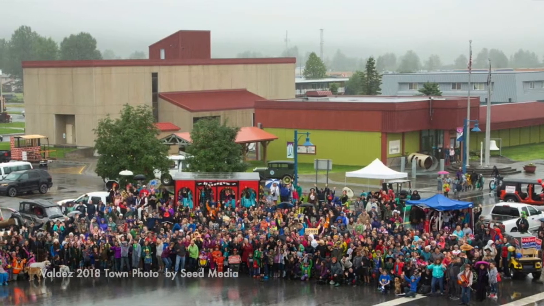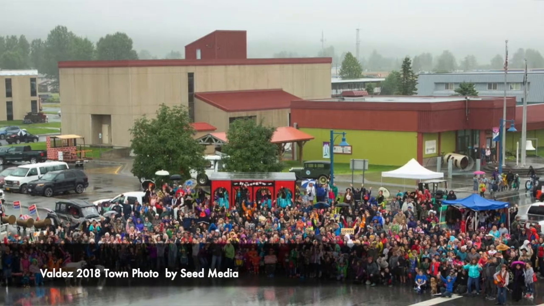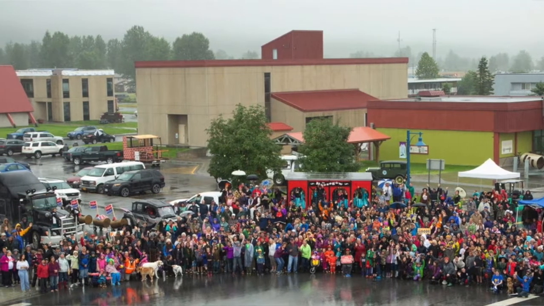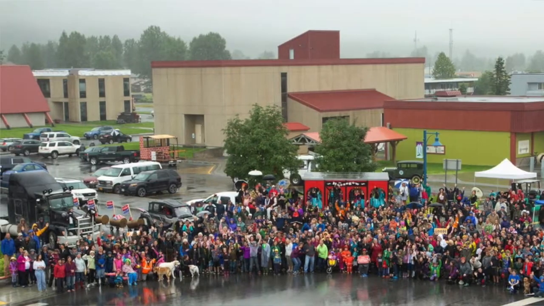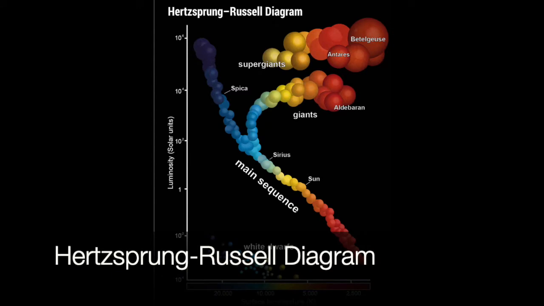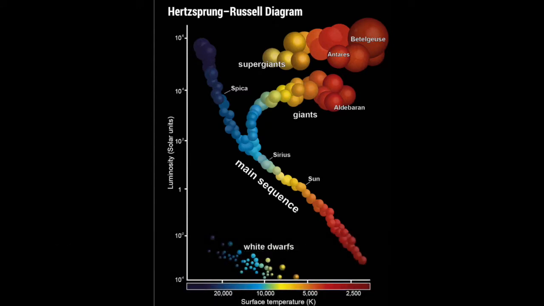Imagine taking a picture of all the people in a small town, like my town, Valdez, Alaska. What if you could sort everyone in this photo from young to very old? Well, in that one image, you could take a snapshot representing all stages of the human condition. And this is exactly what astronomers do. The Hertzsprung-Russell diagram is one of the most important tools for learning about stars.